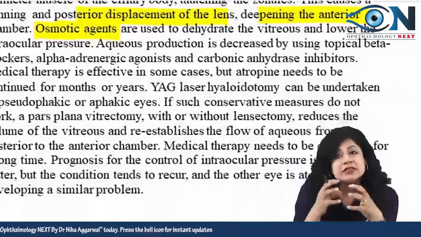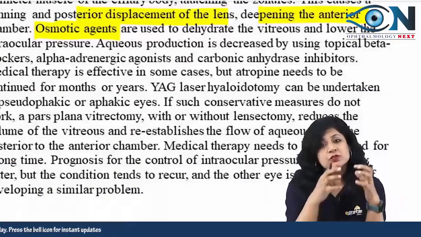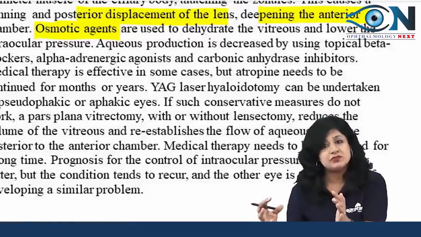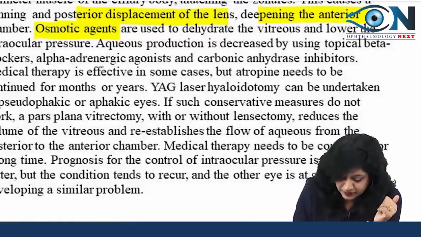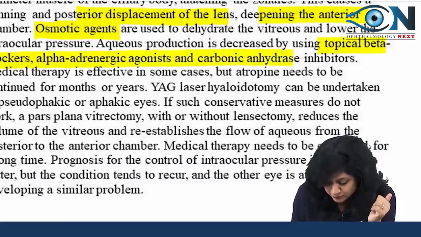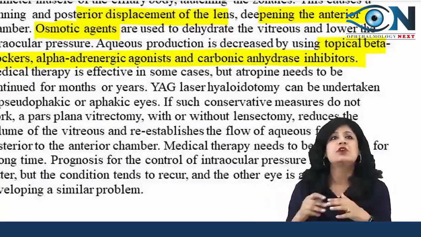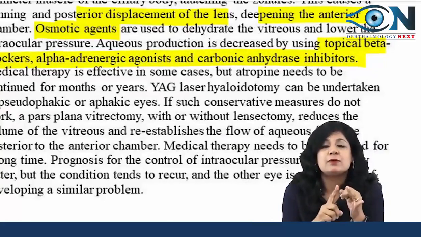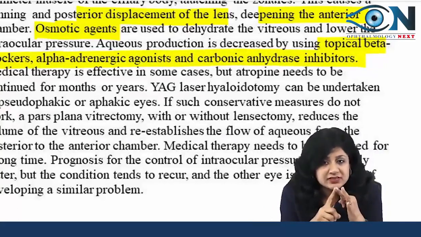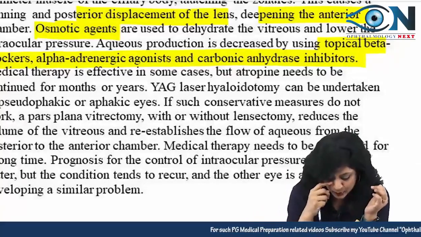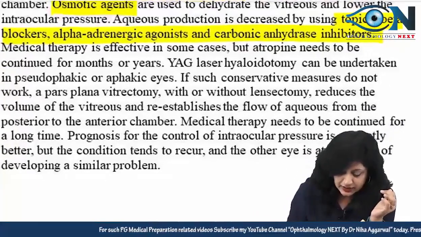Then I want to decrease the amount of aqueous humor, because obviously whatever amount of aqueous humor is being generated is going into the vitreous cavity. So, for that I will use topical beta blockers, alpha adrenergic agonists, or carbonic anhydrase inhibitors. So, for decreasing the aqueous production: A for alpha adrenergic agonists, B for beta blockers, and C for carbonic anhydrase inhibitors, and for decreasing the vitreous we use the hyperosmotic agents.